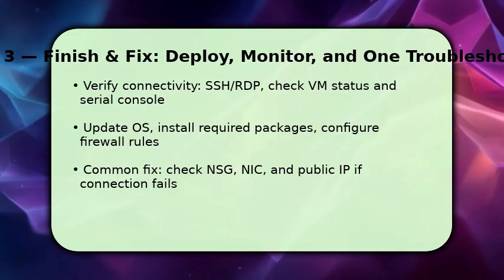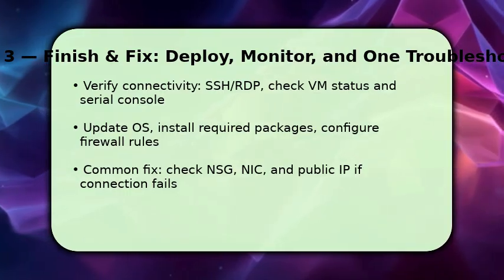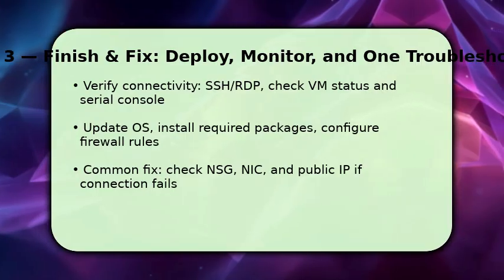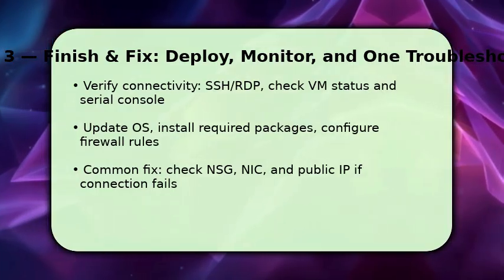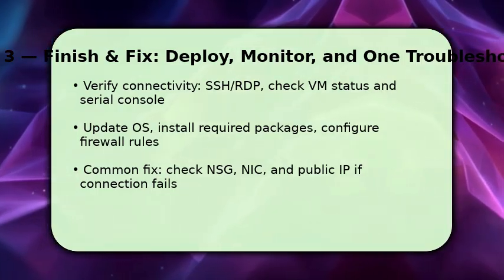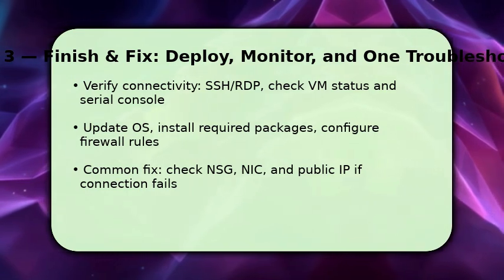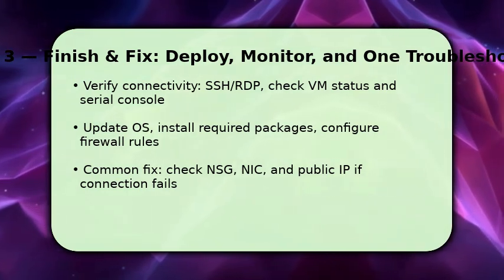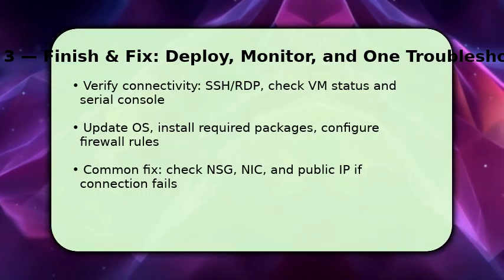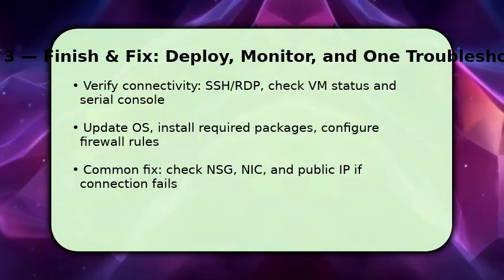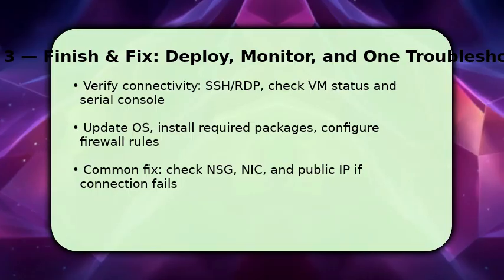If something goes wrong, first confirm the VM's power state and serial console logs. Then check network security group rules, the NIC configuration, and whether the public IP is assigned. Those 3 settings solve most access problems. If you still can't connect, restart the VM gracefully and recheck diagnostics.